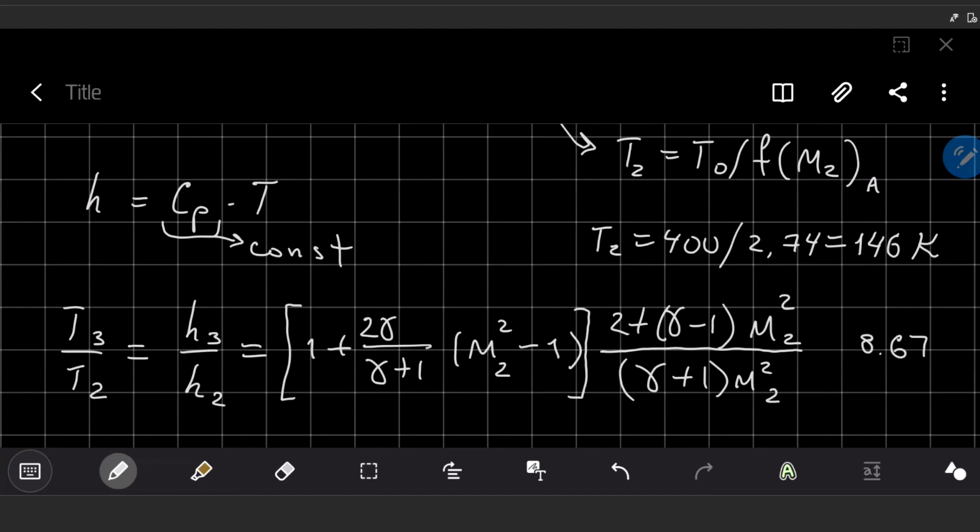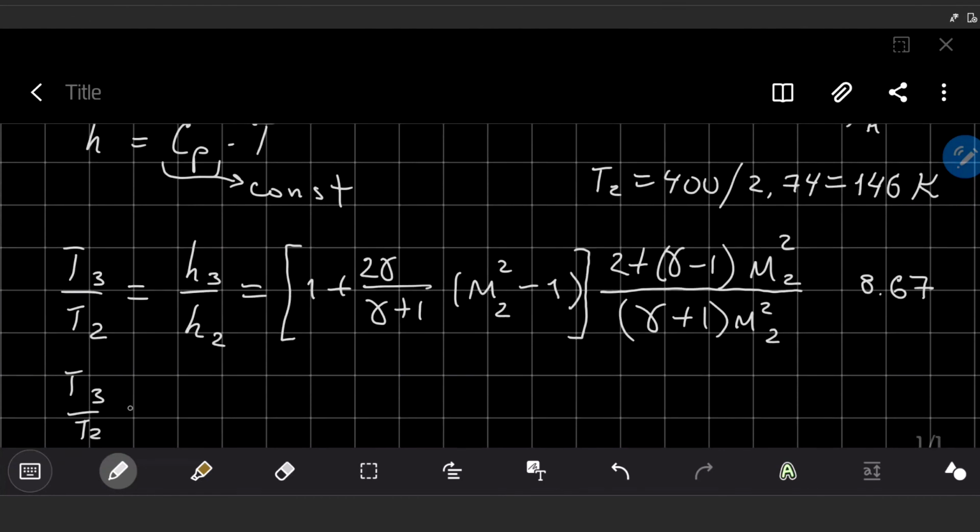867 from the book. And instead of using this long formula, I will just use Appendix B, the normal shock wave relation. Going back to Appendix B, my M2 is 2.95, so I'm searching for 2.95 in the table inside Appendix B, and this function would be equal to 2.62.